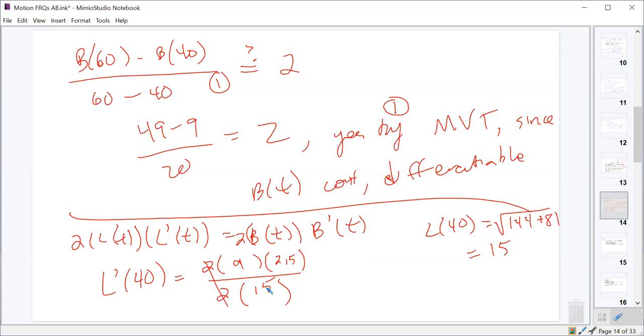9/15 is 3/5. That ought to be 7.5 over 5, which we could rewrite as 3/2. That might be nicer. 3/2 meters per second would be the rate that that's changing. Good or no?